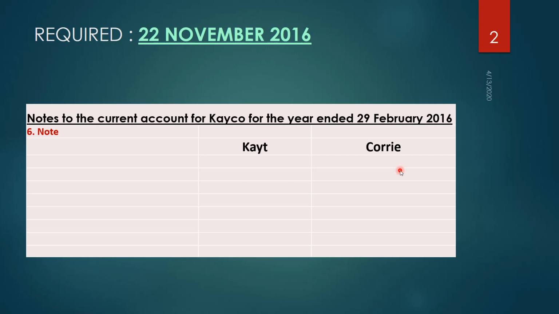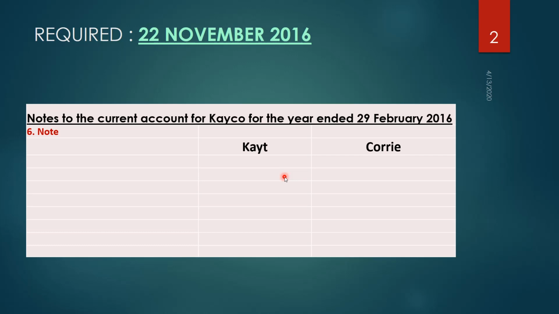I'd also like to emphasize the fact that the note to the current account does not contain the total column. The reason I'm specifying this is that I noted that most candidates, when they're required to do the note to the current account, also include the total column. It's actually time consuming for the purpose of exams, as you do not earn marks for the total column because the total column is not part of the note to the current account.